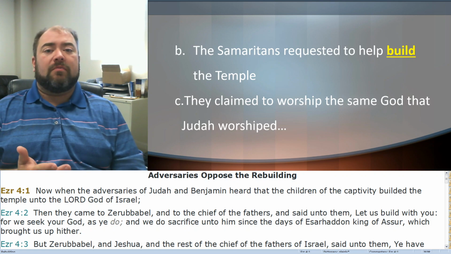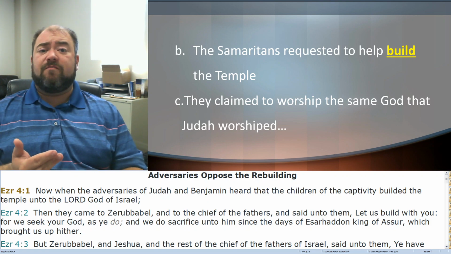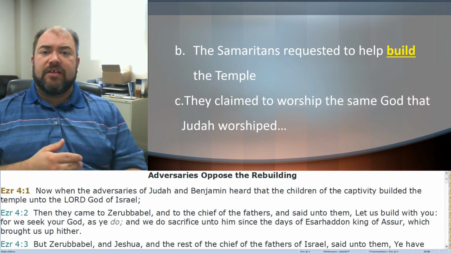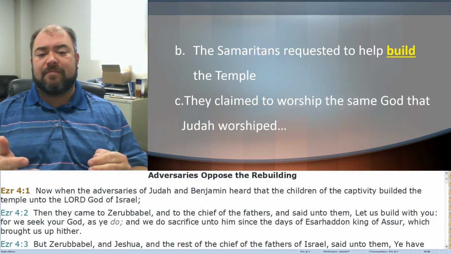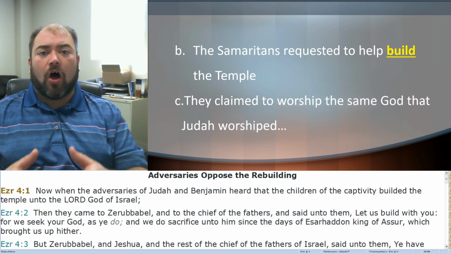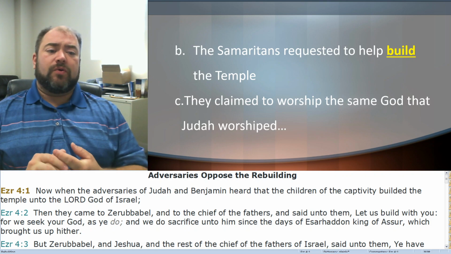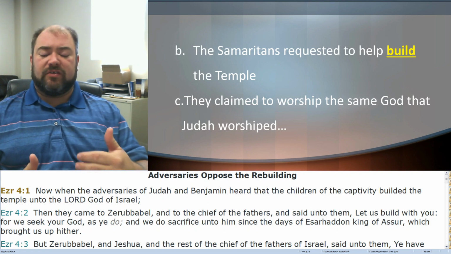But there's a couple of problems with that. Number one, the Samaritans should not have been allowed to rebuild the temple. The temple had to be rebuilt specifically by the Levites. It had to be rebuilt by those that were able to rebuild it, that God had called to rebuild it. And so there was a real theological reason why they could not help rebuild the temple.